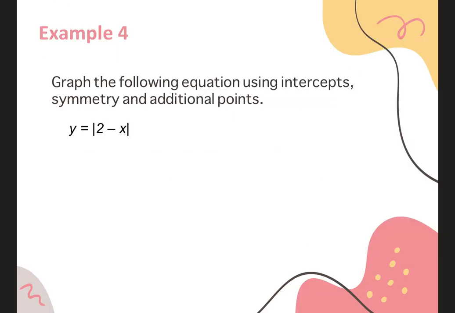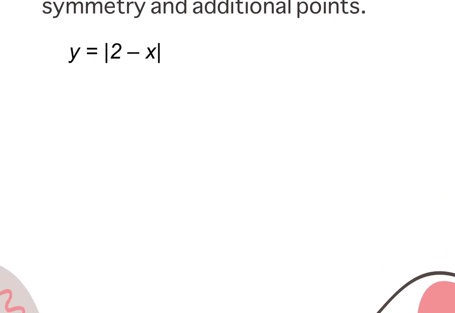All right, so 4, we're going to put everything together. We're going to graph the equation using intercept, symmetry, and additional points. So the first thing we're going to start with is our intercepts. So how do I find an x-intercept? Make y 0. So I'm going to do 0 equals absolute value of 2 minus x.